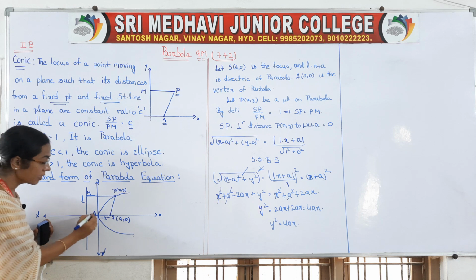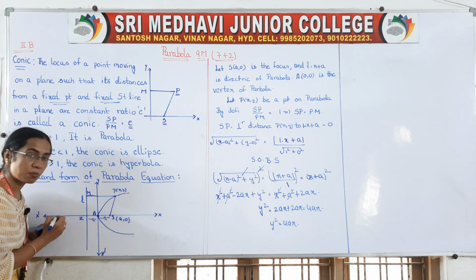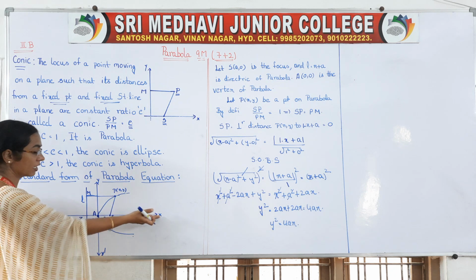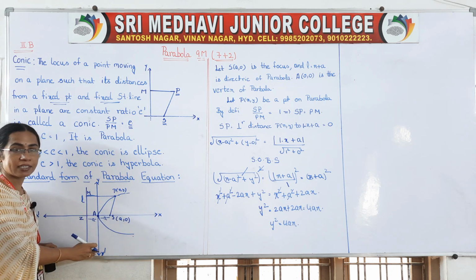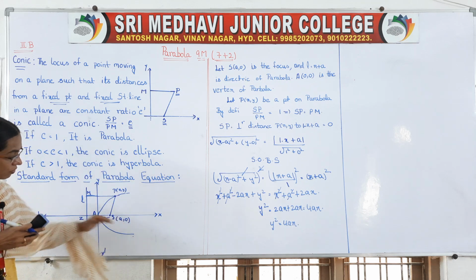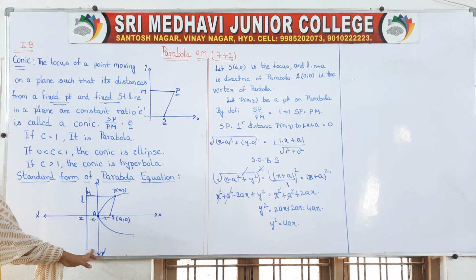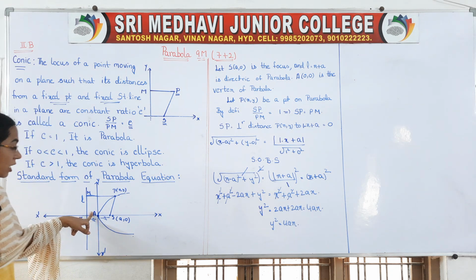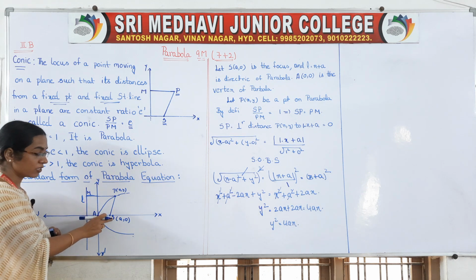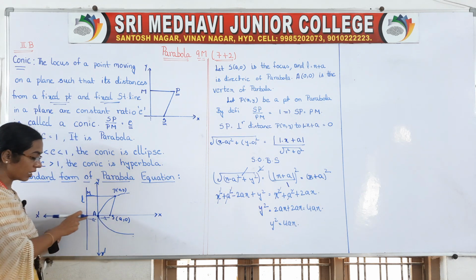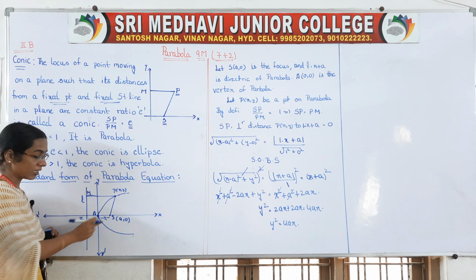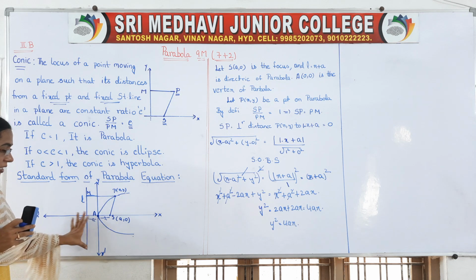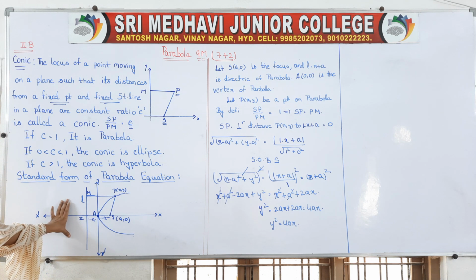Okay, and this is called the vertex of the parabola. That means nothing but 0 comma 0, the origin, isn't it? The point of intersection of the x-axis and y-axis is called the vertex of the parabola. Okay, so from this A, the distance to this focus is equal to the distance to the directrix. That means this distance is A, and this distance is also A. That is the description of your parabola curve.